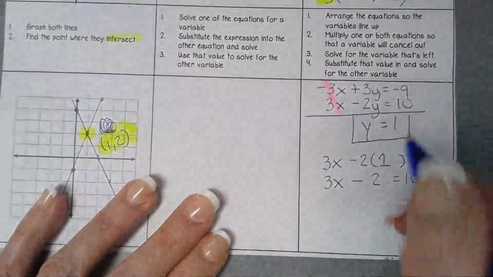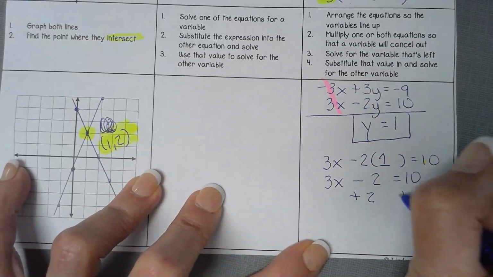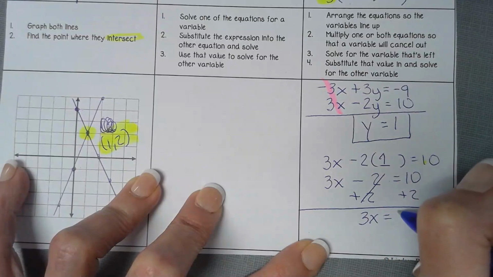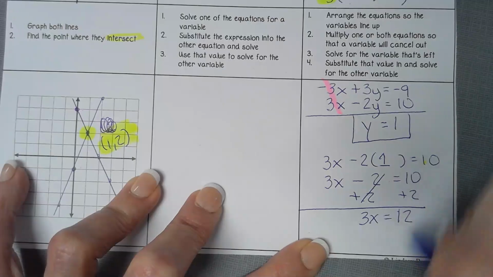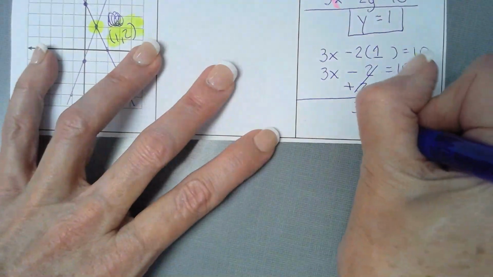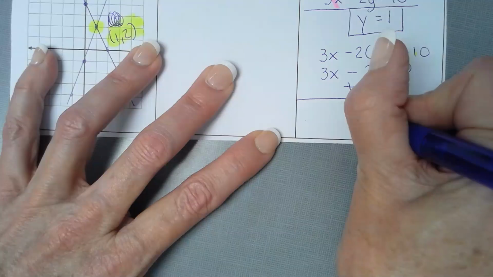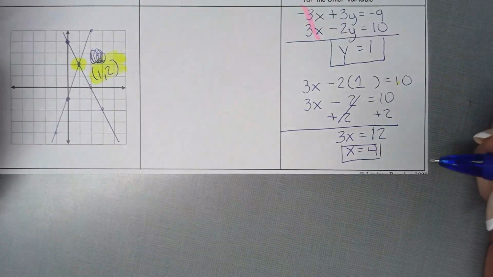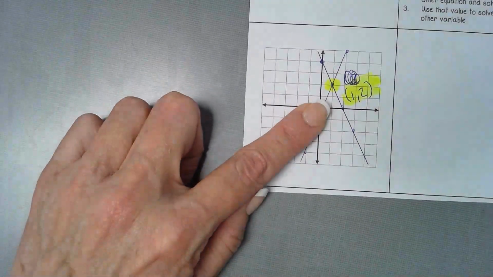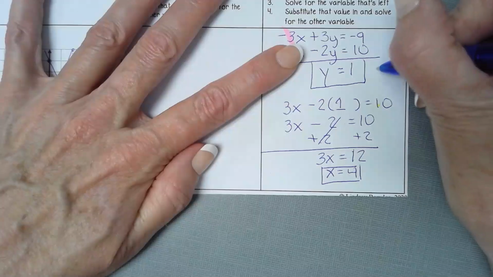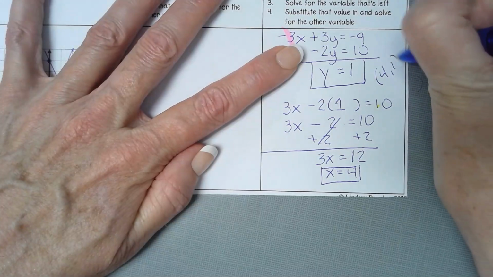So what's my next step? Add 2 to both sides. And then when I combine here, I get 12. What's the last step? Divide by 3, and I get 4. And how do I write my solution to this system? How is it written over here? As an ordered pair. So what is my solution here? 4, comma 1.